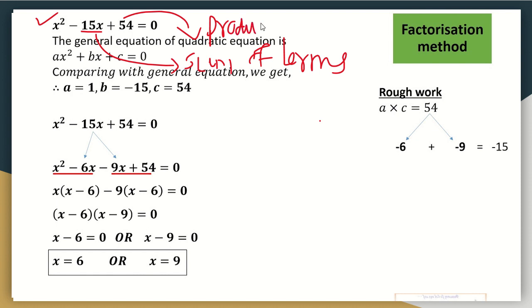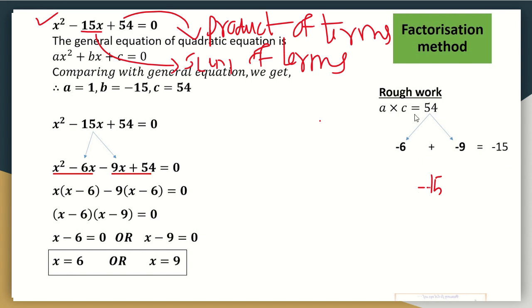Product of terms. What you have to see over here, how we have to solve this problem: first multiply the product of the terms and x squared. So what is the product of the term? 54 into 1 will give you 54, right? A into C. Next, what is the sum of the term? It is minus 15. So if I multiply these two numbers, I have to get this answer. If I add or subtract, I have to get this answer.